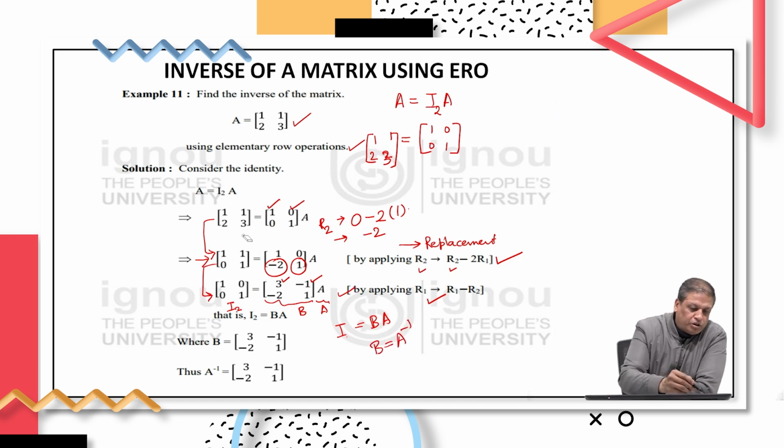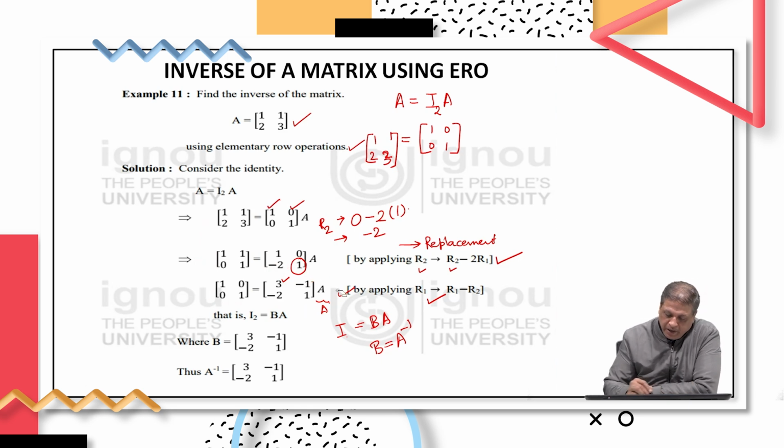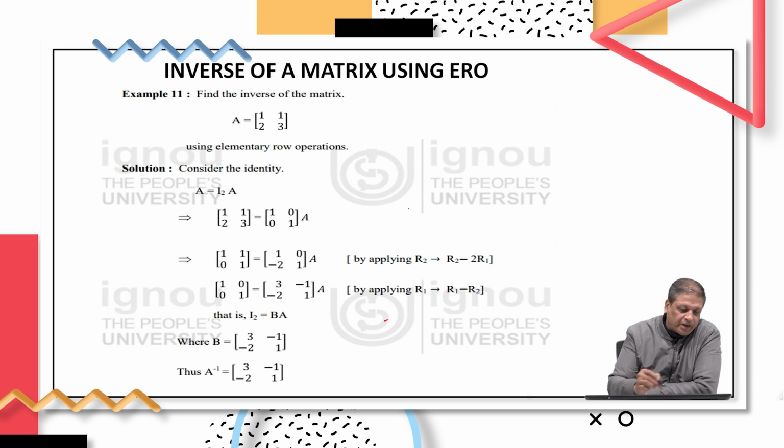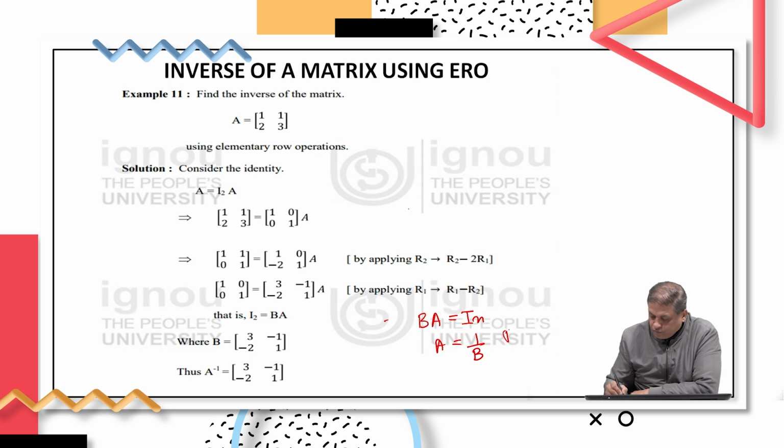What you are supposed to do, simply try to apply the elementary row operations so that the left hand side of the equation turns out to be identity matrix. Once it turns out to be identity matrix, you can easily say that B into A is nothing but an identity matrix, as a result of which A should be 1 by B. Okay? That is, B is nothing but A inverse.